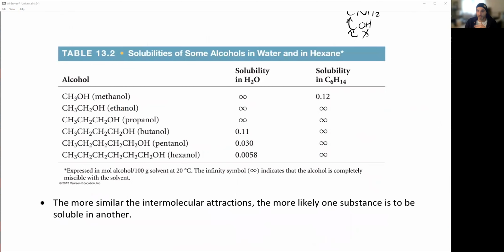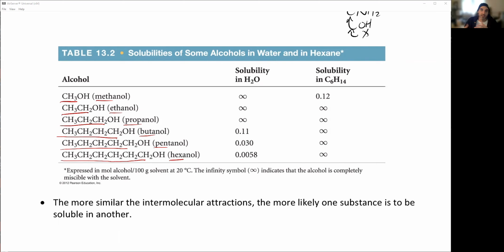And so let's prove this by looking at the solubility table. So what we have here are a bunch of different alcohols. I've got methanol all the way down to hexanol. So we're just increasing. Methanol is one carbon. Ethanol, eth means two, right? So meth means one, eth means two. 3 carbons for prop, 4 carbons for but, 5 carbons for pent, and 6 carbons for hex. So they're getting increasingly longer.